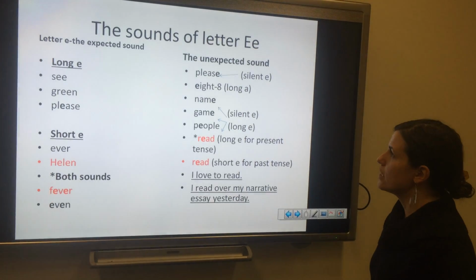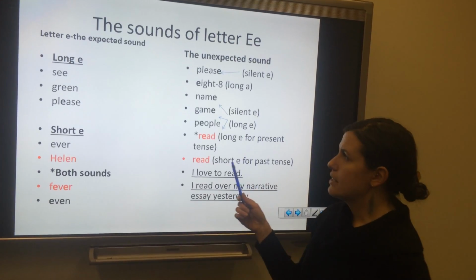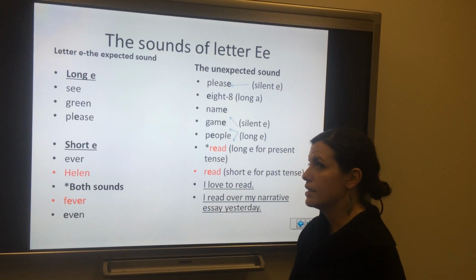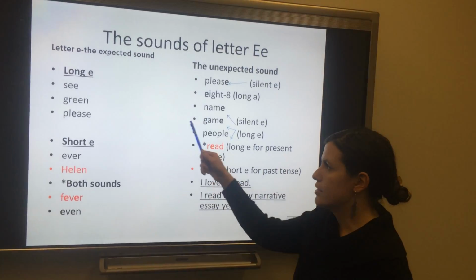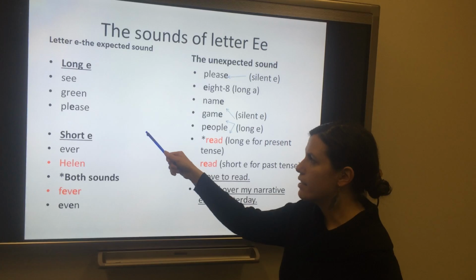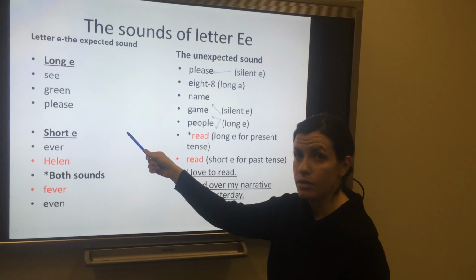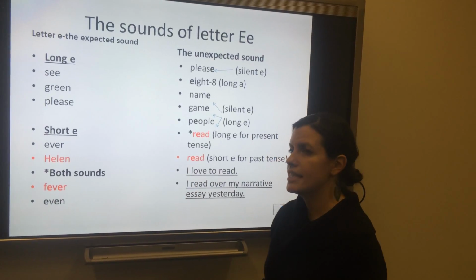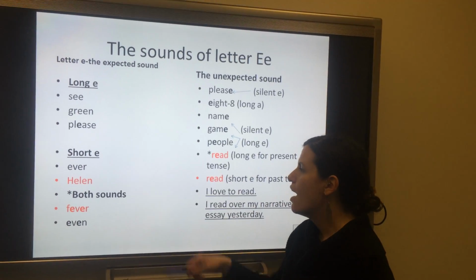The sounds of letter E. Letter E, the expected sound, we have a long E that says its name, E. The words see, green, and please. Short E is the sound E.